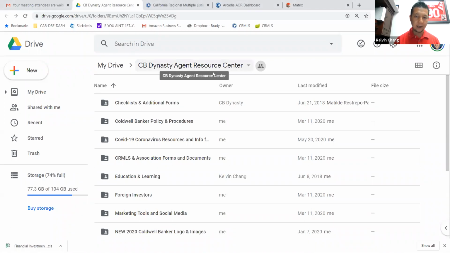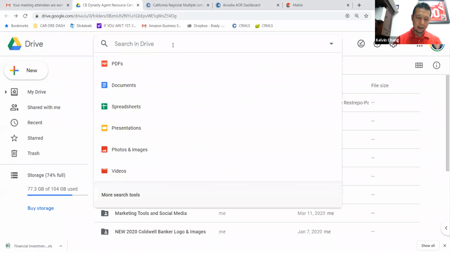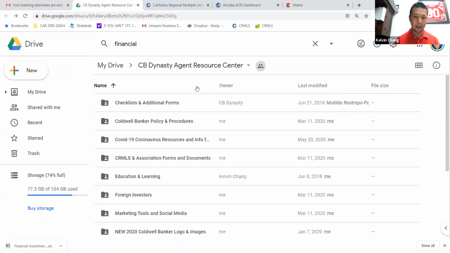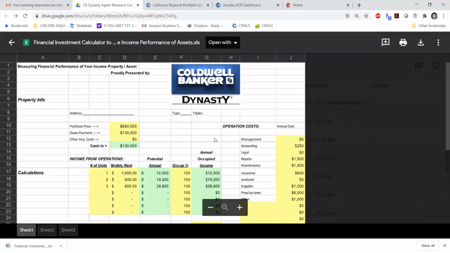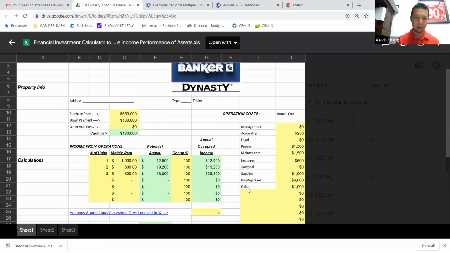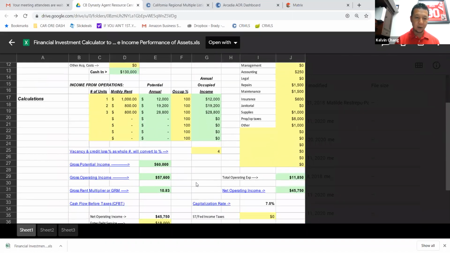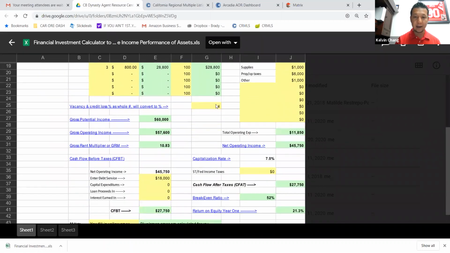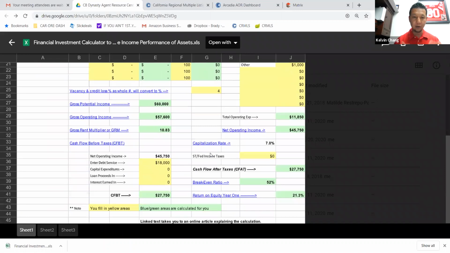In the Dynasty Agent Resource Center, I have something here called a financial calculator for properties. So when I just type in financial, I have this Excel sheet that's saved for everybody, which looks like this. And I use this for my analysis of investment properties to help me with a lot of important things like cap rate, expenses, what's the gross income, what's the net operating income, how much vacancy factor shall we use.